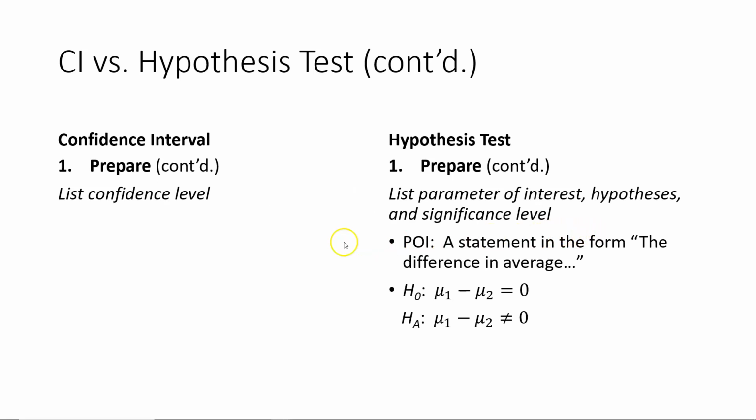However, the two techniques differ when we go a little bit further. For the confidence interval for the difference of two means, we simply list a confidence level. For the hypothesis test, though, we need to list a parameter of interest, and I've given a template for the statement that you would provide, as well as the hypotheses and significance level.